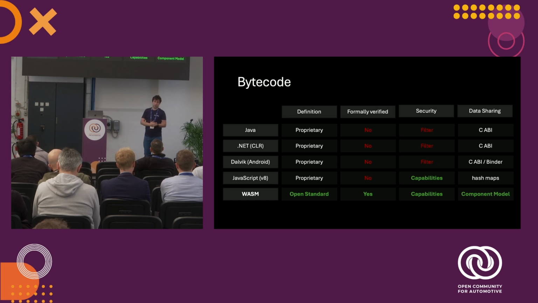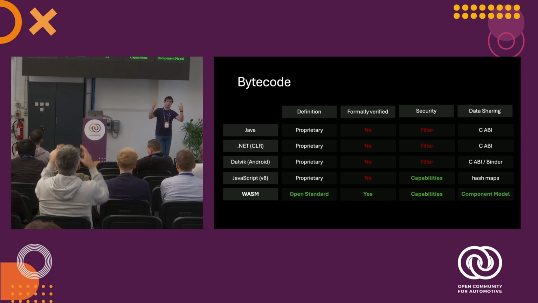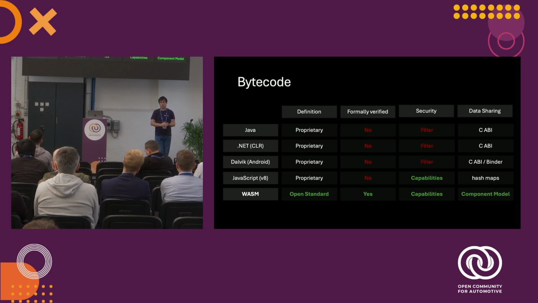.NET, same problem. It was designed by Microsoft. Nice thing. Still, they control the language. Dalvik is what Google came up with for Android. Yes, you write programs in Java. No, they don't execute on the JVM. They made a new binary language called Dalvik. It's, again, proprietary. They control it.